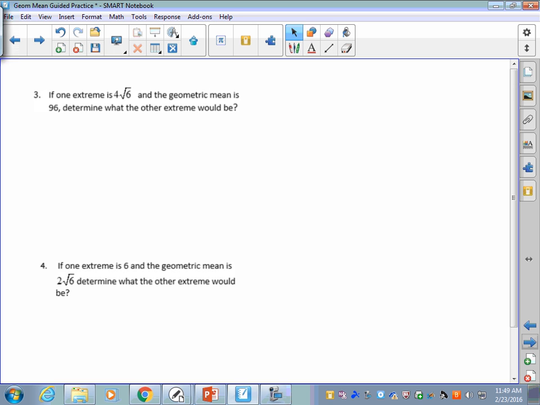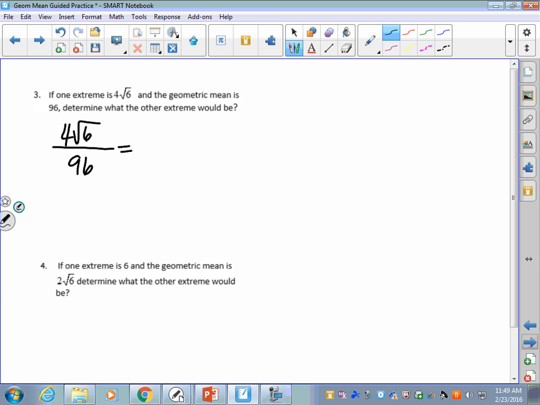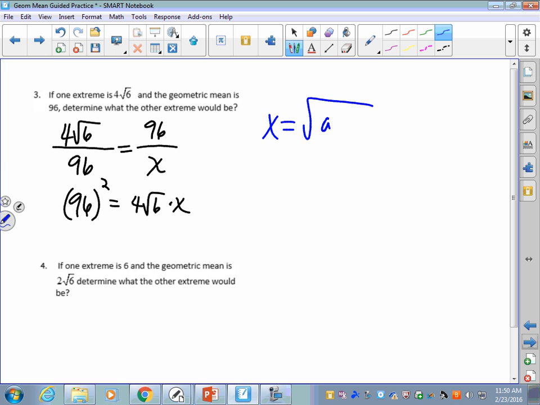Don't get scared by big numbers, but I'm going to set it up both ways just to recap. Since one of the extremes is 4 square root of 6, I can do 4 square root of 6 over 96 equals 96 over some number. And then cross multiply, which is when we had to square that, and 4 square root of 6 times x. Or I can use my other formula that says the geometric mean is the square root of a times b.